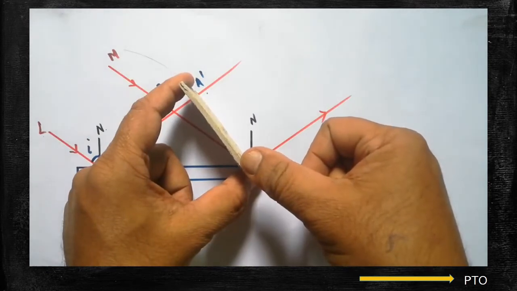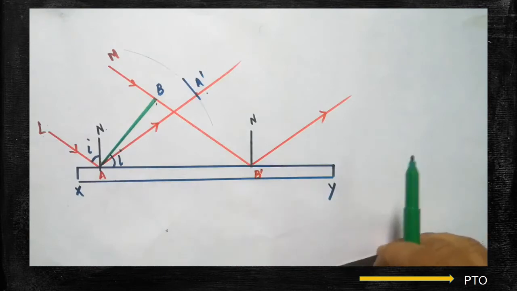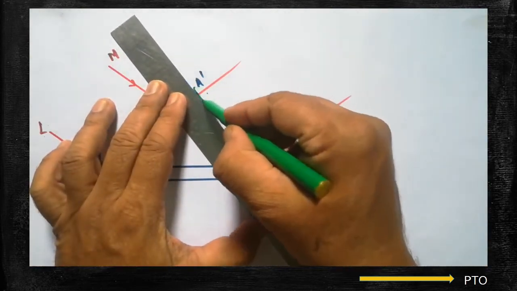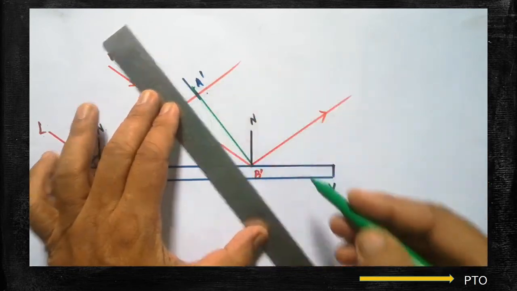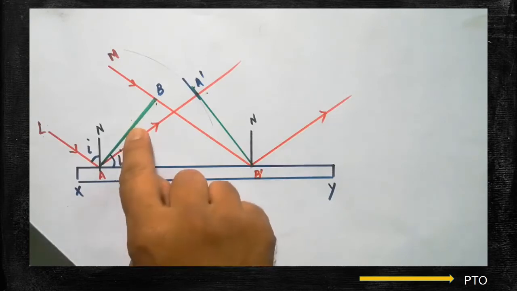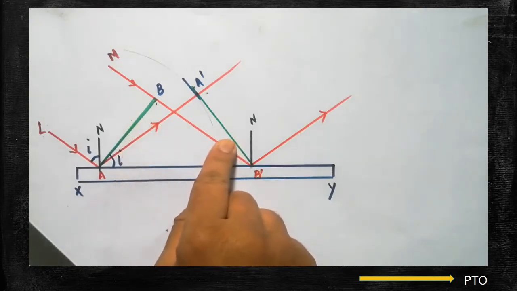Now I am going to draw the wavefront using a green color line. Are you clear? How to draw? Look at that. I am drawing the wavefront. So the line I have drawn is called the reflected wavefront. Understood? Now this is the incident wavefront. This is the reflected wavefront.